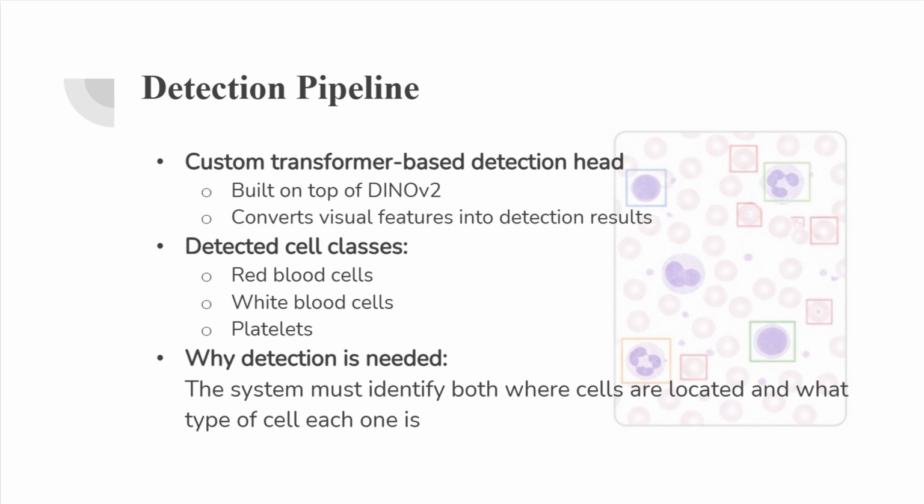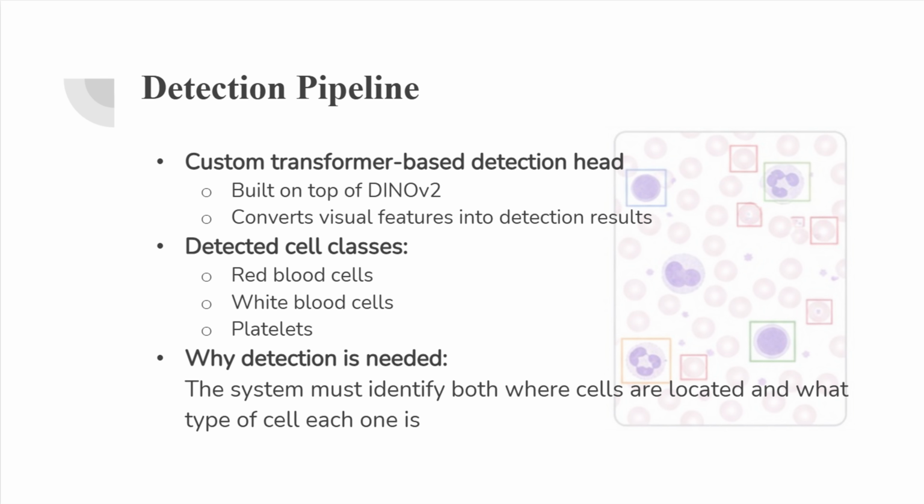On top of DINO-V2, we built a custom transformer-based detection head. This detection head takes the visual features from DINO-V2 and turns them into detection results. In other words, it helps the system identify where the blood cells are located and what type of cell each one is. The model detects three main blood cell classes: red blood cells, white blood cells, and platelets.